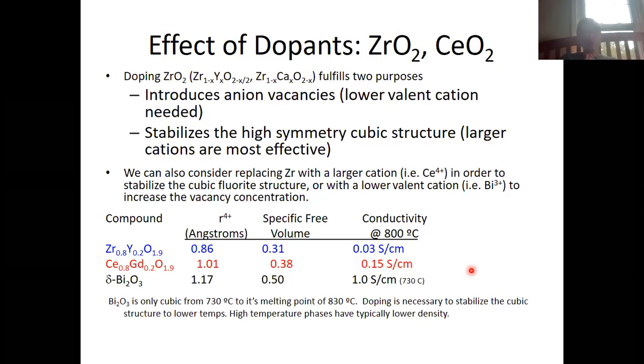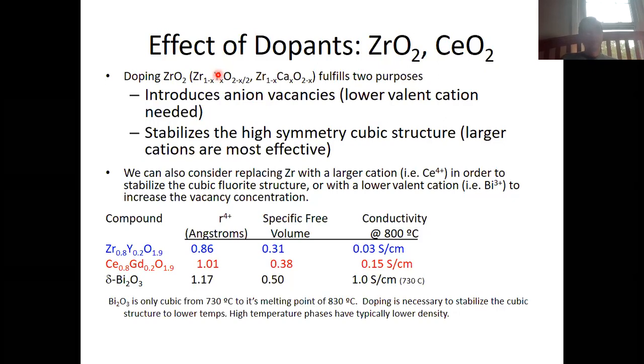And the second one is that you can introduce additional ion vacancies when you dope the zirconium dioxide with ions that have a lower valency. Okay? So because of the lower valency of the impurity cations, we need fewer oxide anions, which creates additional vacancies through which the remaining oxide ions can migrate.